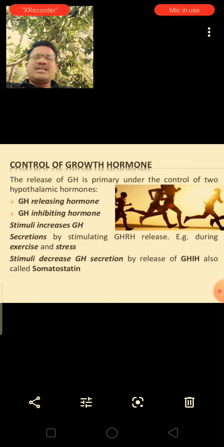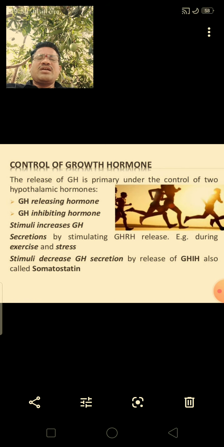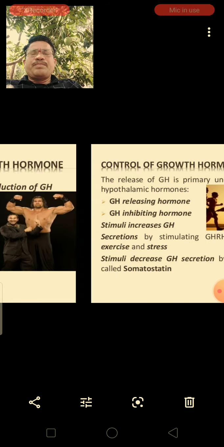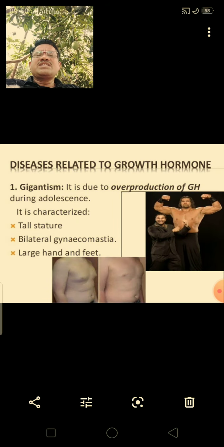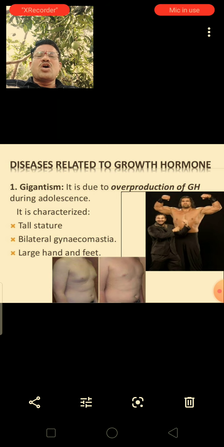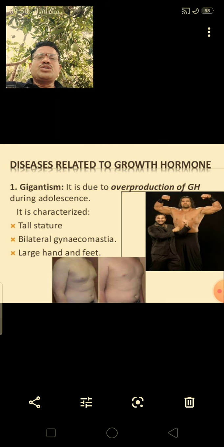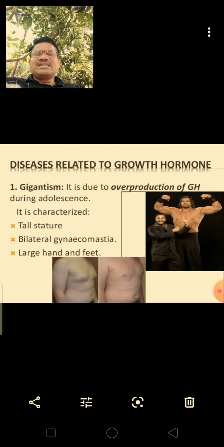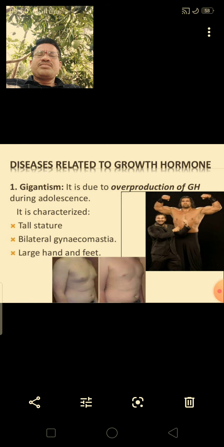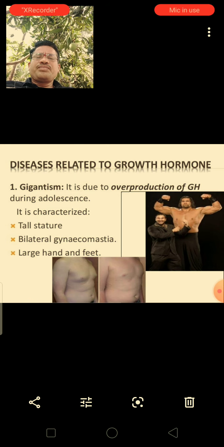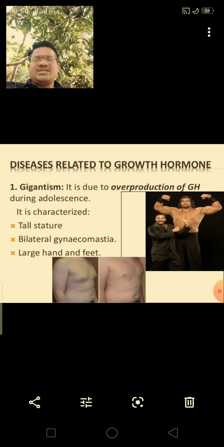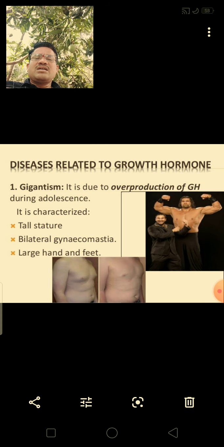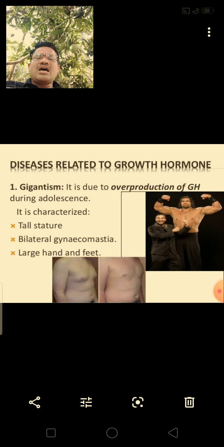The same way, stimuli decrease GH secretion by release of GHIH, also called somatostatin. Next, gigantism. What is the meaning of gigantism? Gigant means the large, very huge. So it is due to overproduction of GH during adolescence. It is characterized by tall stature, bilateral gynecomastia, large hands and feet. Once again, tall stature, body is very large, bilateral gynecomastia and large hands and feet.